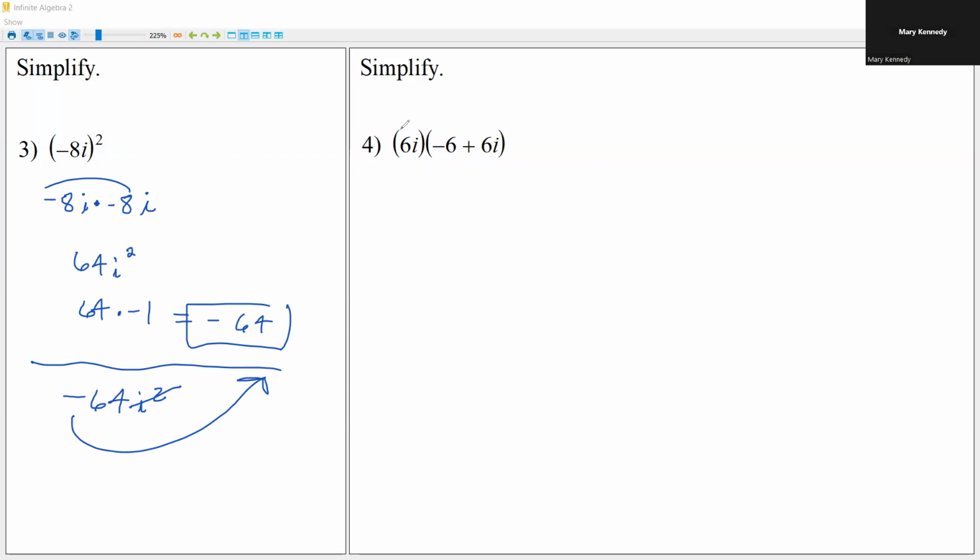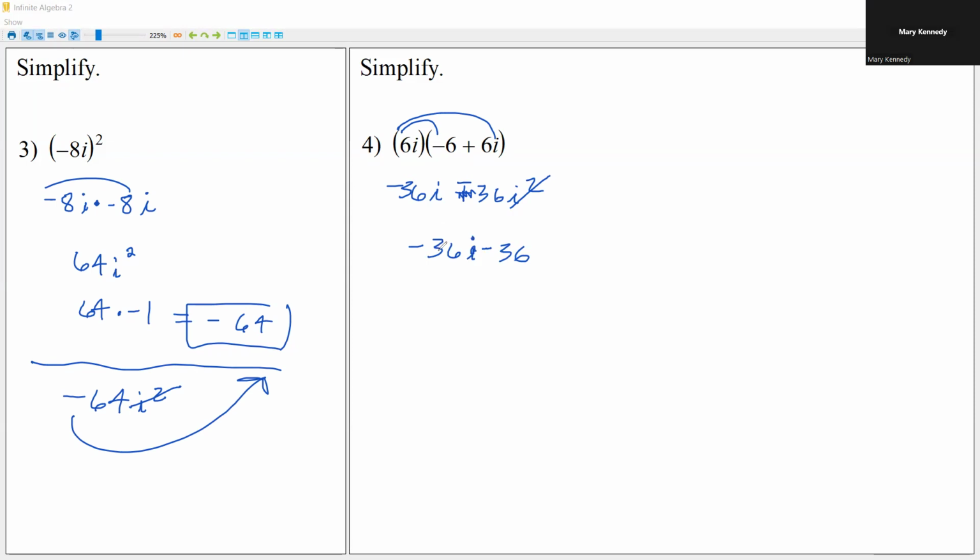Okay, let's do the second one. 6i times negative 6 is negative 36i. 6i times 6i is 36 again, but this time it's i squared. So remember, i squared is negative 1. So I can mark out i squared and change this to a negative. And so my final answer is negative 36i minus 36.